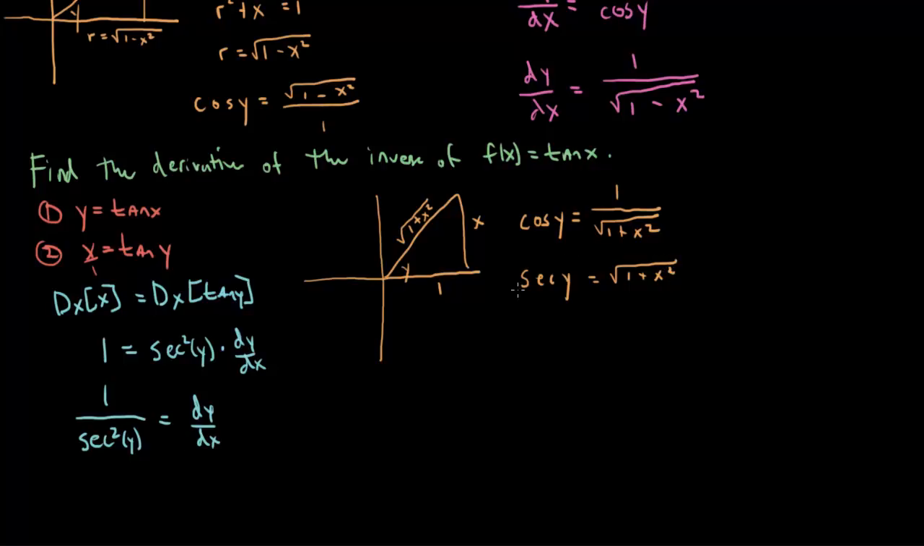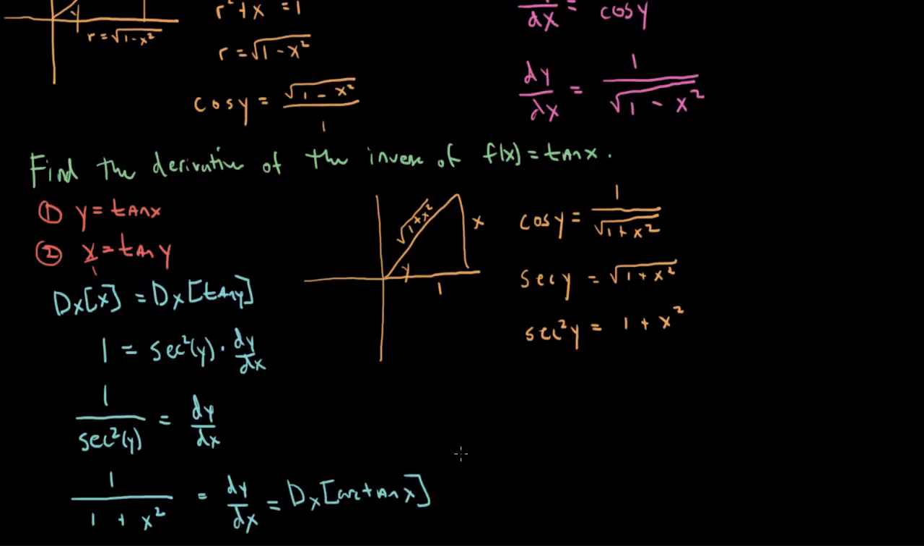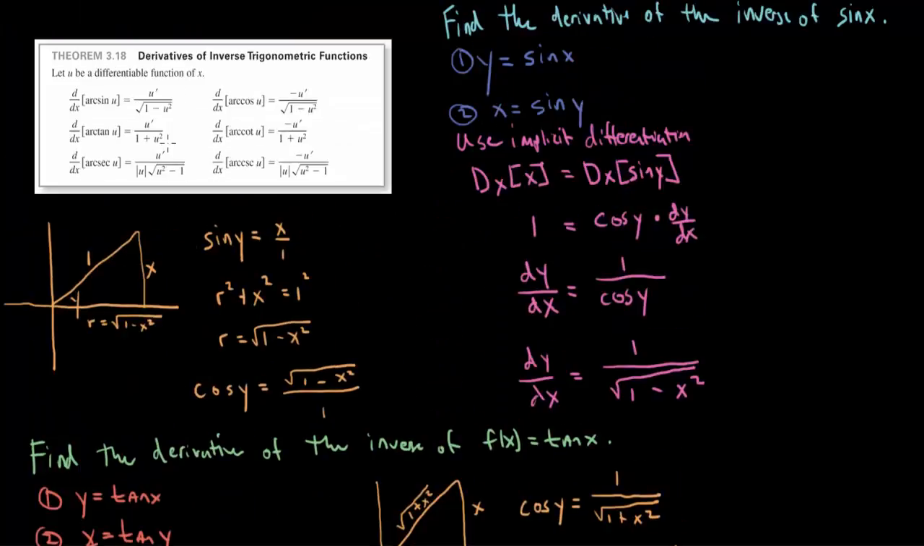But now we have secant squared down here. So secant squared y is 1 plus x squared. So if I just make that substitution over here, 1 over 1 plus x squared equals dy/dx. There is my derivative of arctan. So I could say the derivative of arctan x. Now let's verify that. 1 divided by 1 plus x squared.